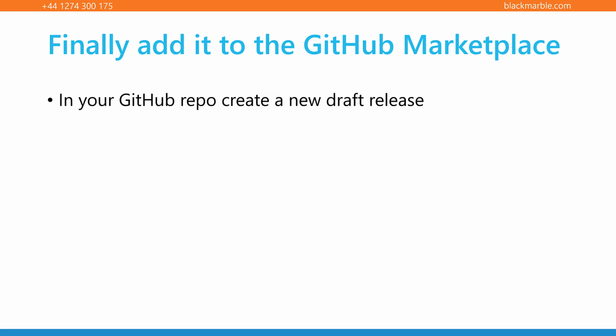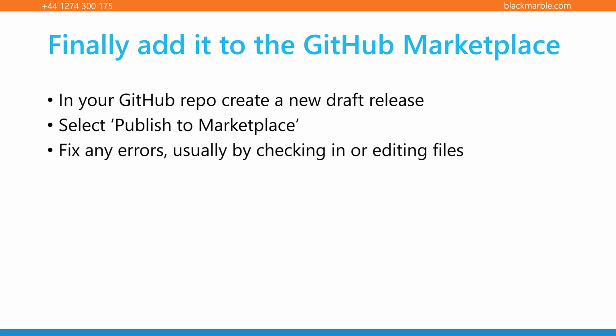So what we do for that is we go into GitHub, we go into the repo where the action lives and we create a new draft release. We select the option in there, publish to marketplace. We fix any errors that it tells us about. That's normally you've messed up the manifest. You do that by checking in any missing files or editing files that you've got wrong, pushing them onto the branch.